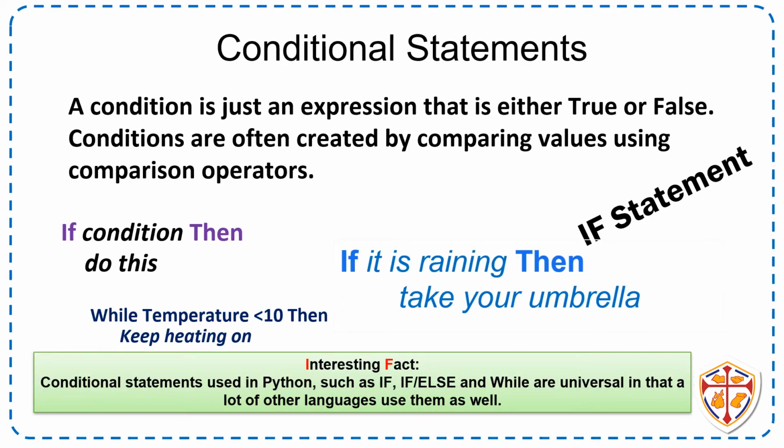So when we are coding in Python, it's sometimes necessary to execute tasks within the program, but only if certain criteria are met. We solve this through the use of conditional statements. A conditional statement is an expression that is either true or false. Conditions are often created by comparing values using conditional operators. You can see some examples of conditional statements on the screen. Conditional statements are used in many programming languages and enable more effective problem solving.